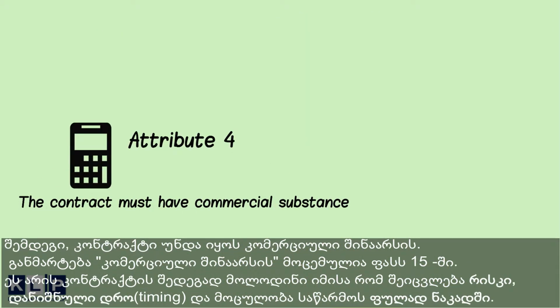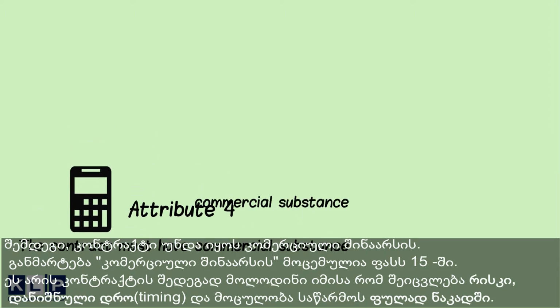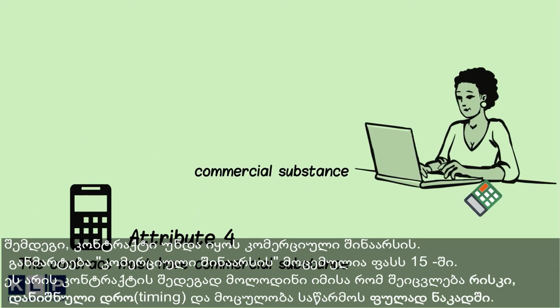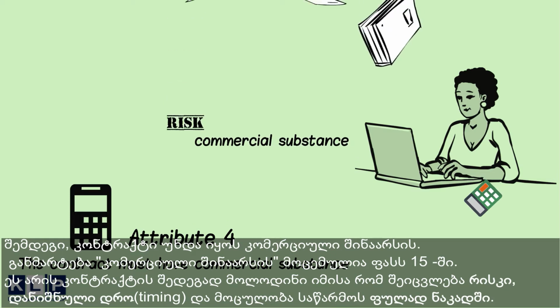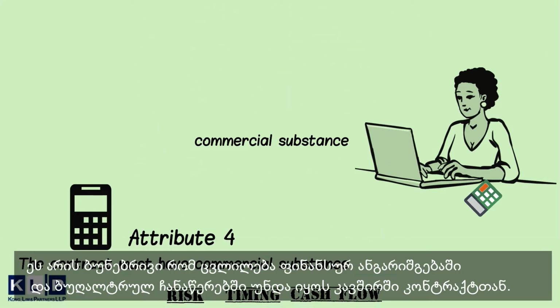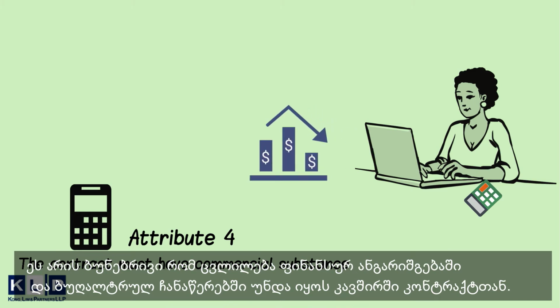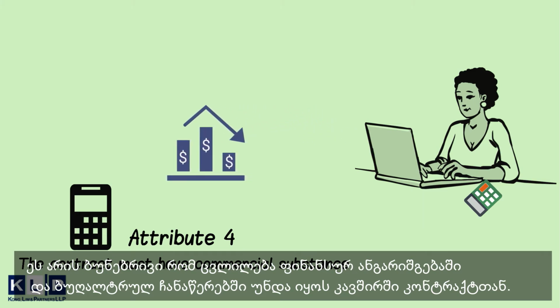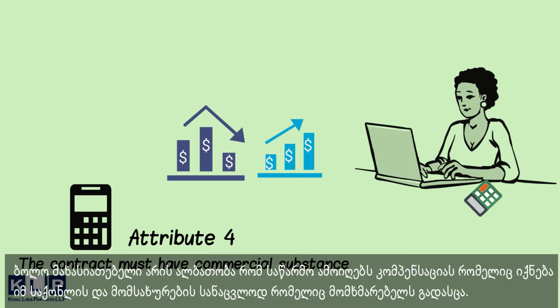Next, the contract must have commercial substance. The definition of commercial substance given in the IFRS 15 standard is that the risk, timing, or amount of the entity's future cash flows is expected to change as a result of the contract. It is therefore normal that fees change in your financial reports and accounting records in relation to this contract.